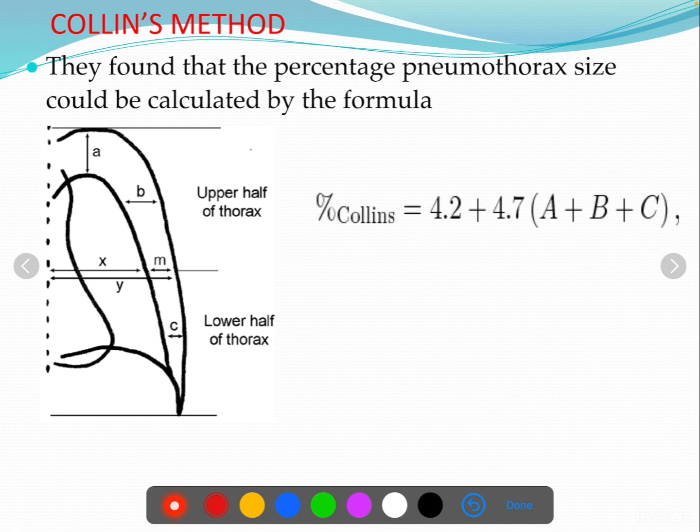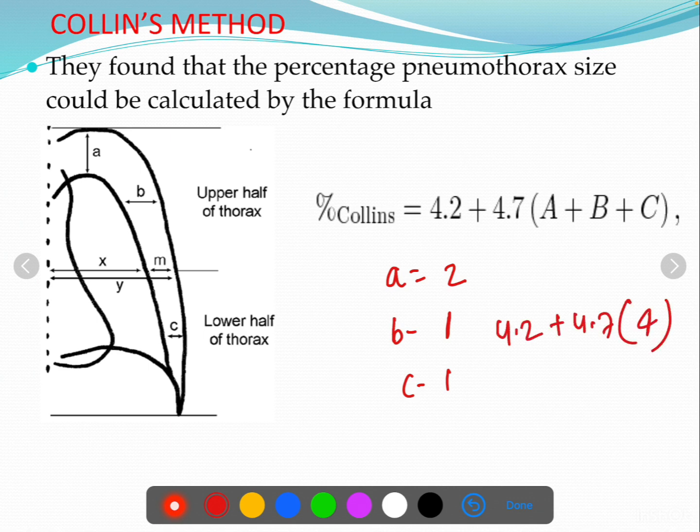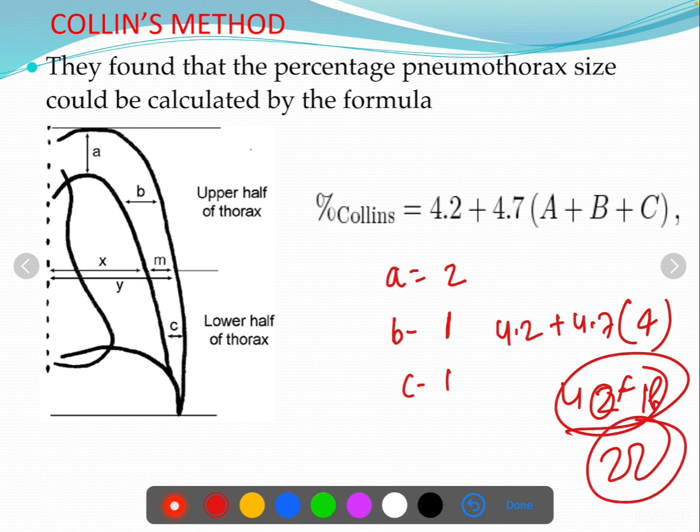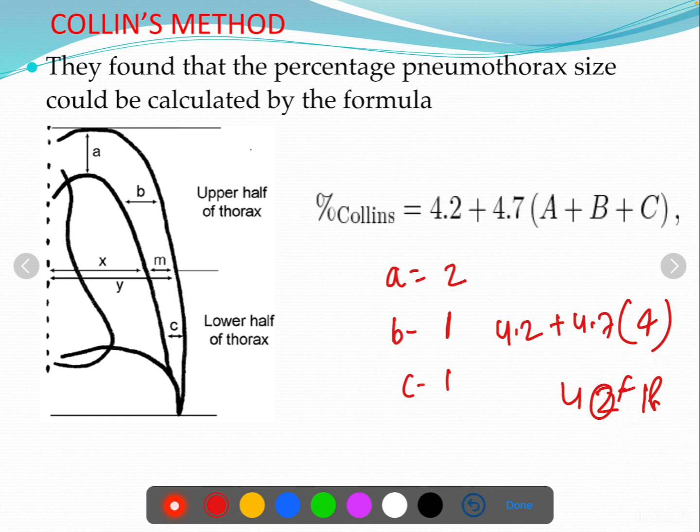So suppose we can check for a patient. Suppose point A is 2, point B is 1, and point C is 1. So it will be 4.2 plus 4.7 into 4. Then we multiply it, and it is around 18 plus 4, so it will be around 22. So yeah, guys, it will be 22%. So we can define this as 22%.